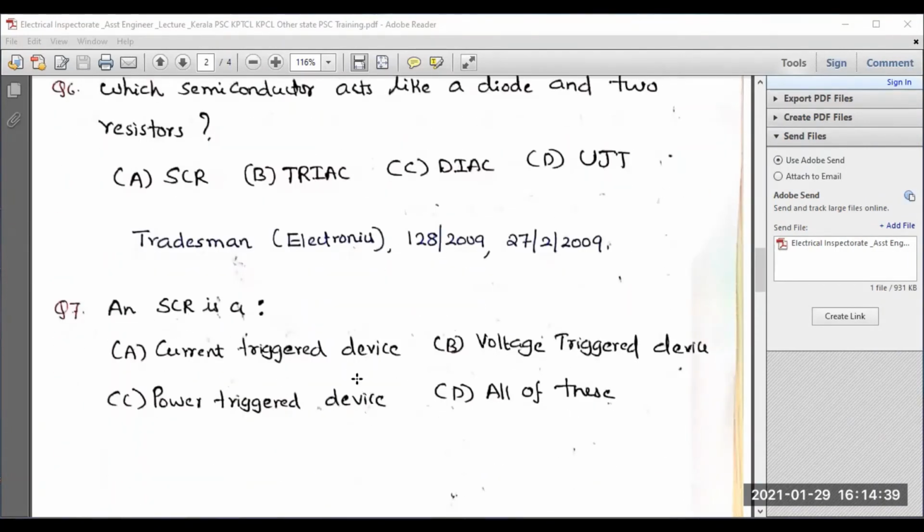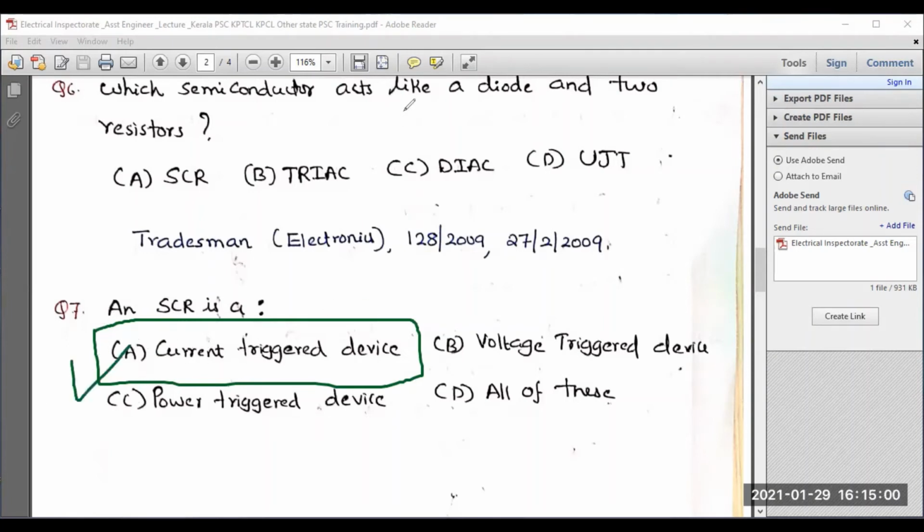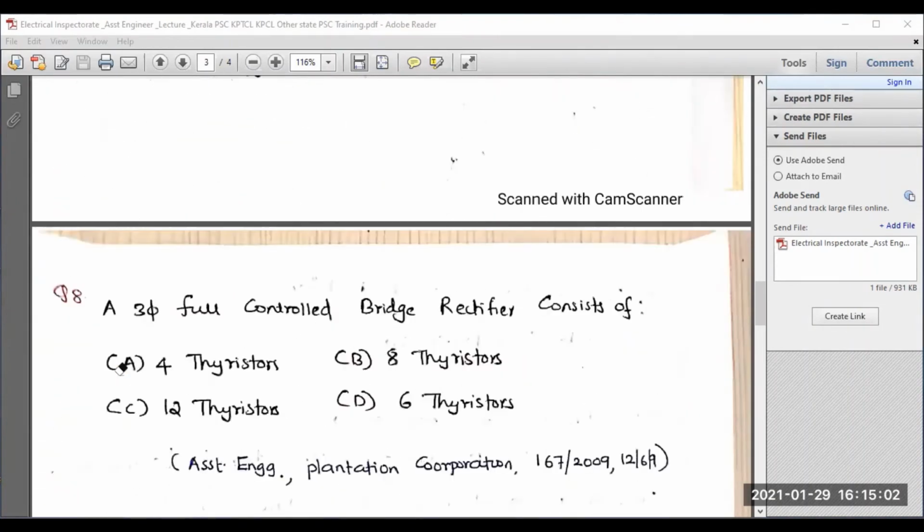An SCR is a current trigger device, voltage trigger device, power trigger device, or all of these? Actually, SCR is a current trigger device. It's a current control device. If I ask about power MOSFET, it is purely a voltage control device. For IGBT also, it's a voltage control device. For BJT, it's a current control device. So let us discuss SCR. It is a current trigger device. I can go for option A.